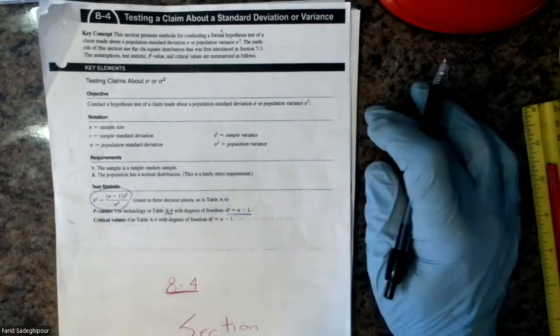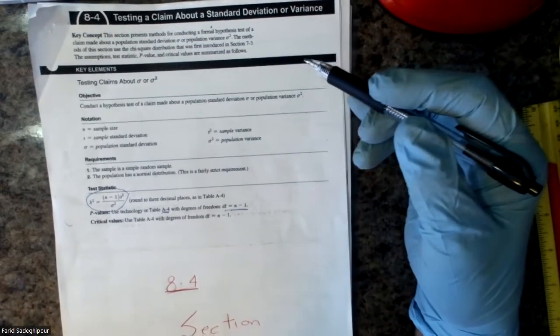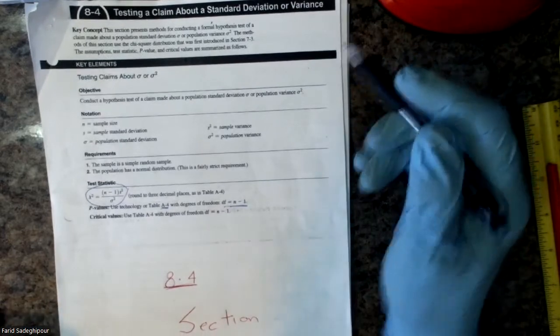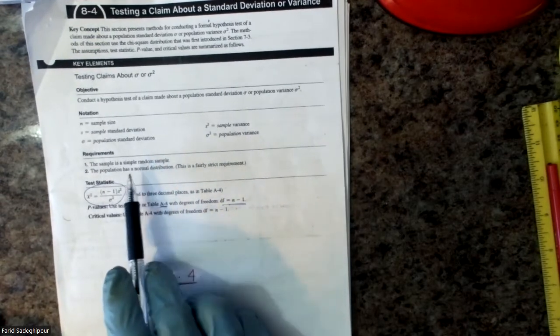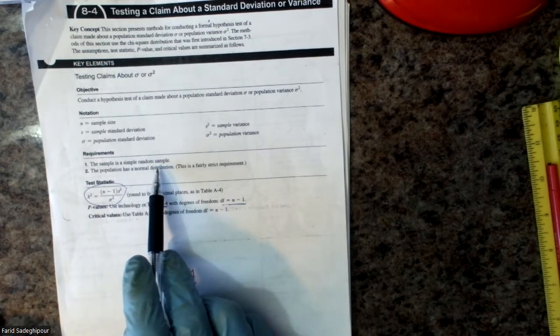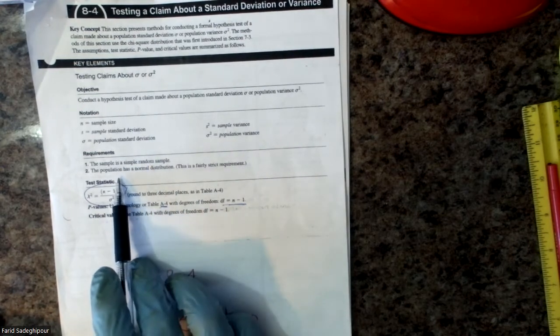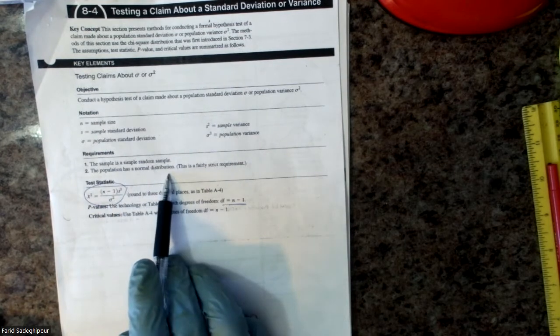Section 8.4, testing a claim about the standard deviation or the variance. In this section, we are discussing the standard deviation, and the requirement is that the sample is a simple random sample. It has to be a random sample. What is important in this section is that the population has a normal distribution. It must have a normal distribution in order to use the formula.